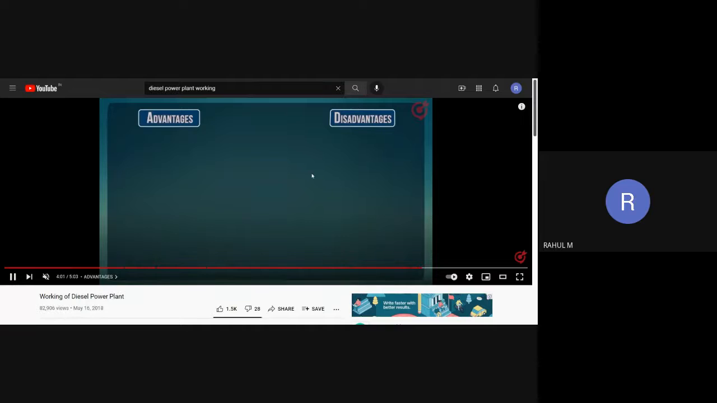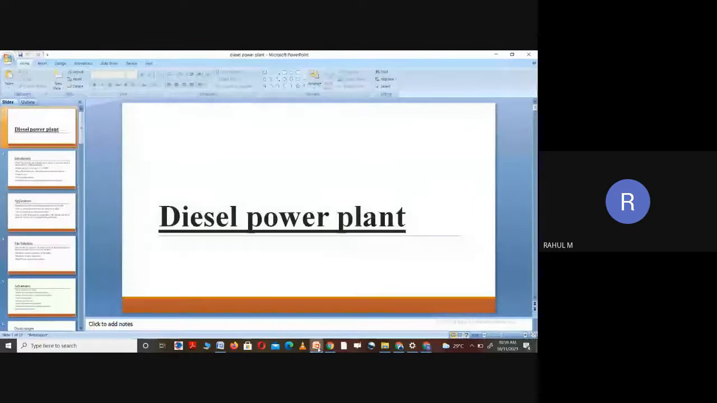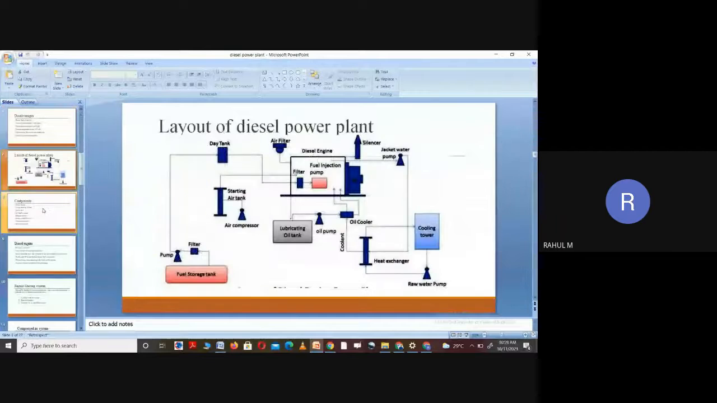Now we'll see the layout that we have drawn in the paper. Right? Layout like that. This is also the layout.